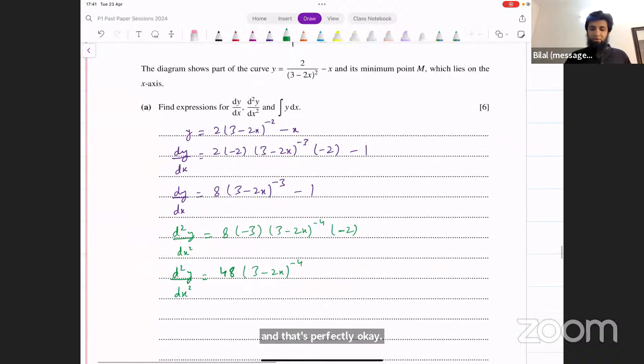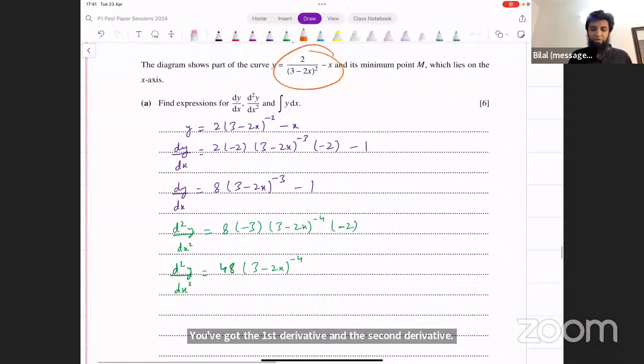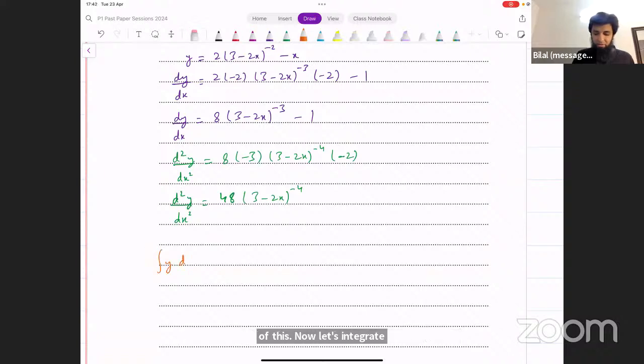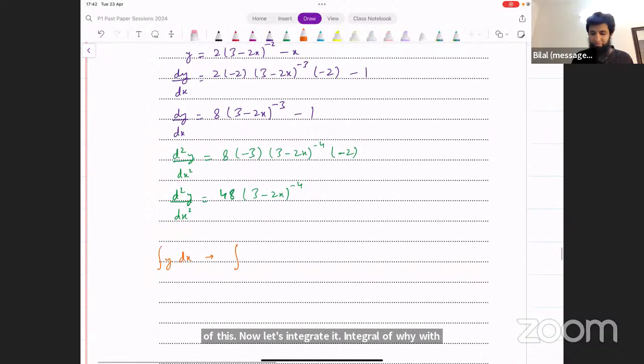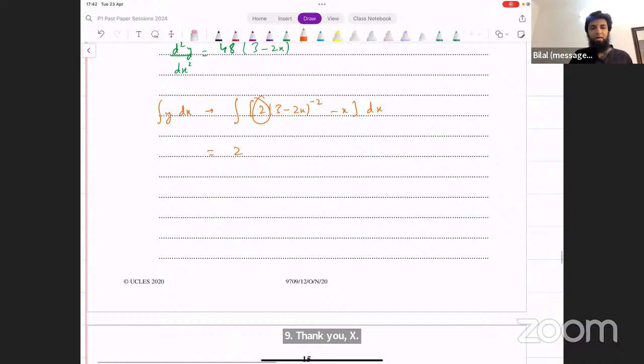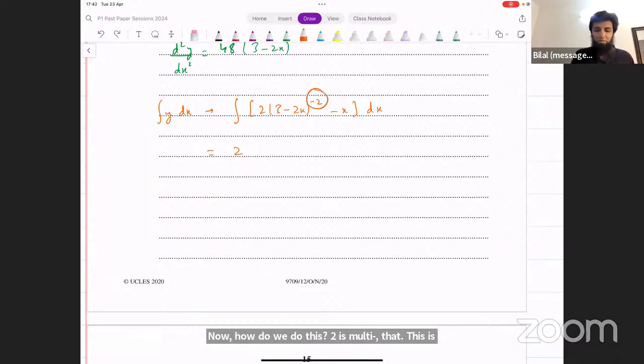Now, the third thing that they wanted from you was integration of this function. Now, let's integrate it. Integral of y with respect to x. That means integral of 2 into 3 minus 2x whole raised to the power minus 2 minus x with respect to x. Now, how do we do this? 2 is multiplying, that remains as it is. This is a linear expression with a power on top.